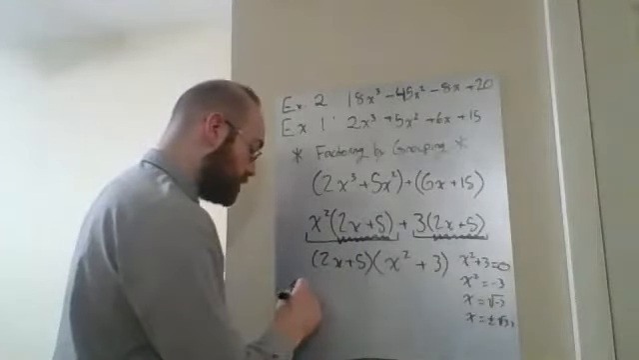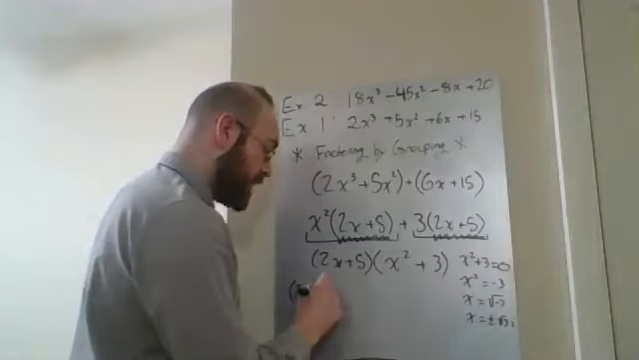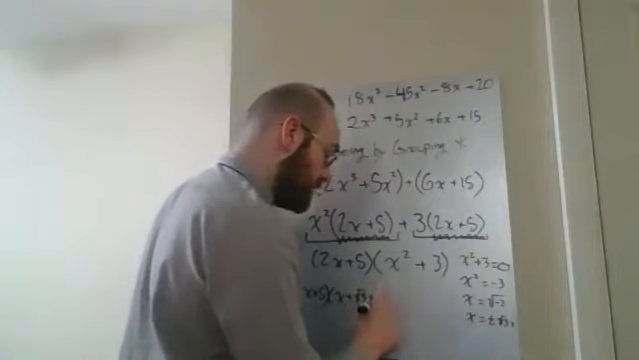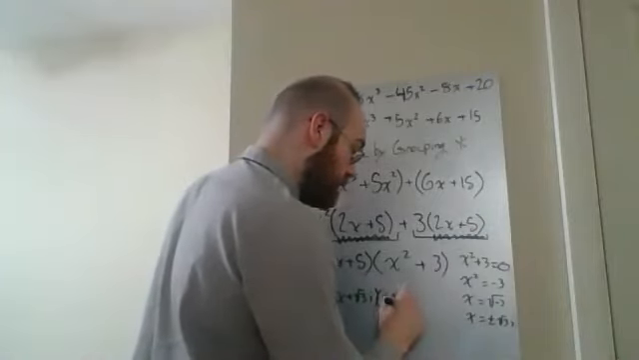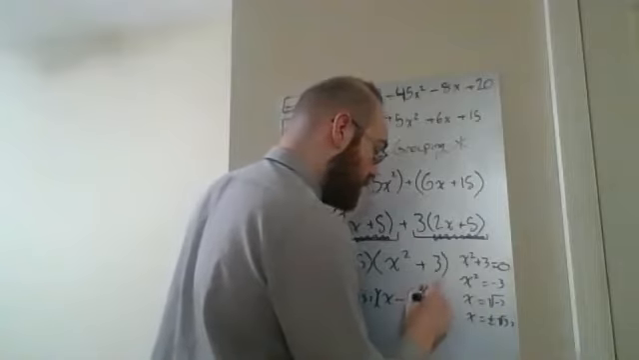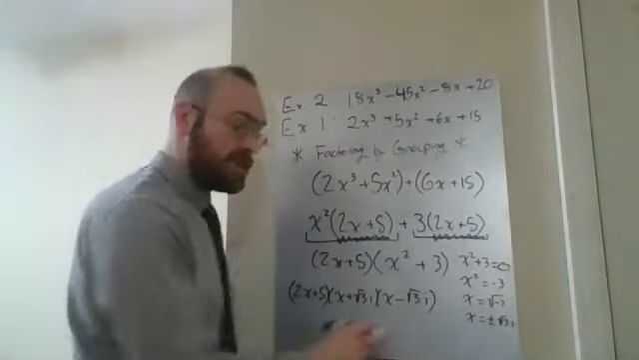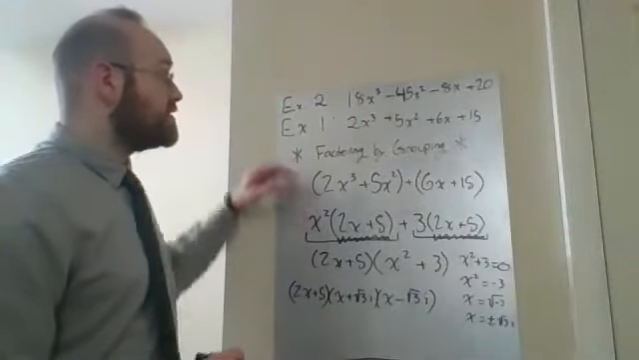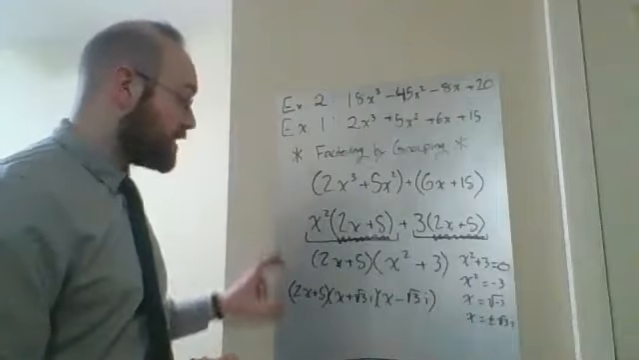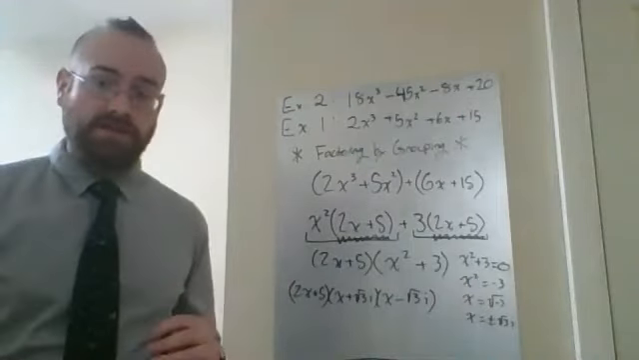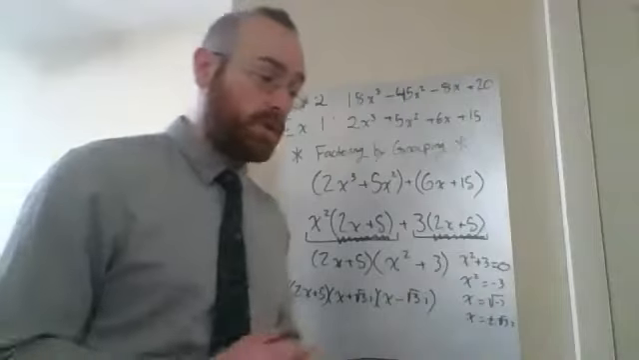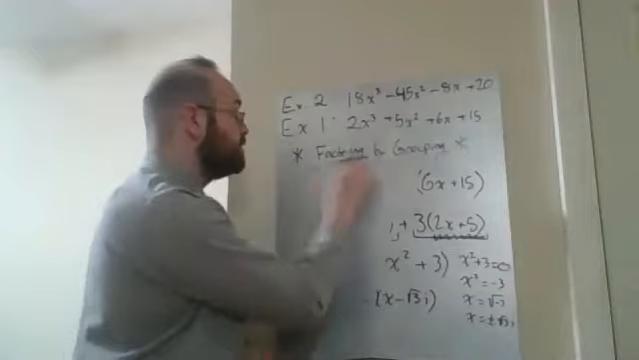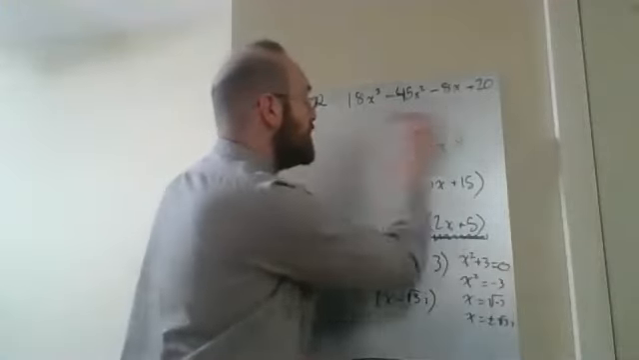So we can write our fully factored expression, 2x plus 5 times x plus the square root of 3 times i times x minus the square root of 3 times i. And notice that these are conjugates, so it satisfies our conjugate pair theorem. And this has been how we can show this example, factoring by grouping all the way to the end. Now this was a fairly straightforward example. So I do want to do a second example of factoring by grouping that we already have written out.